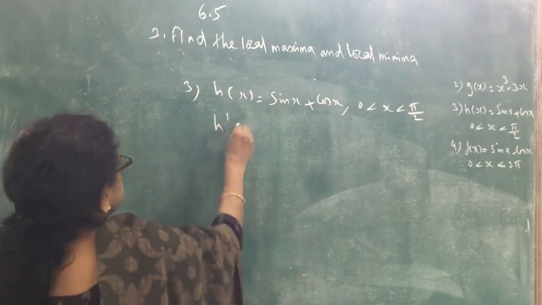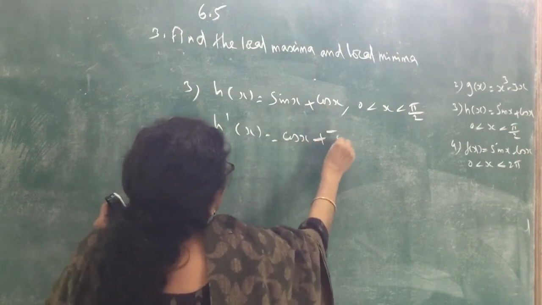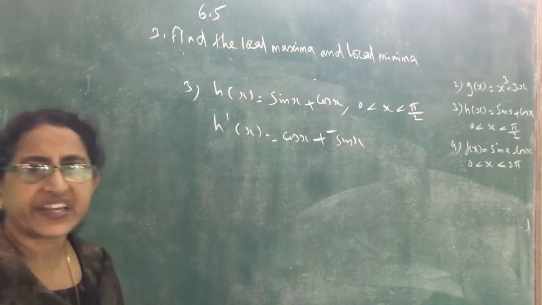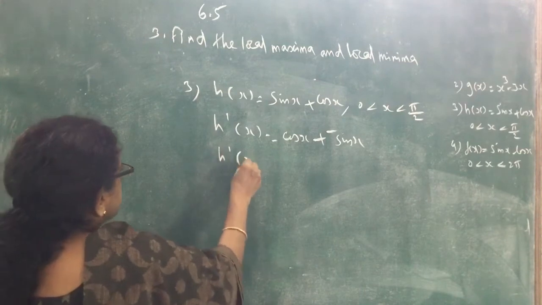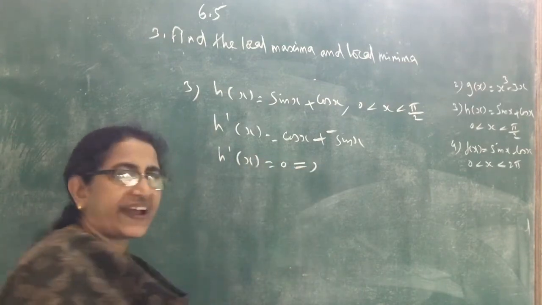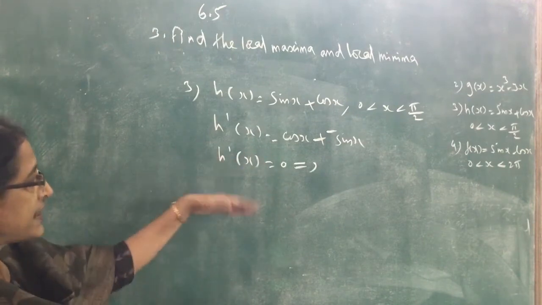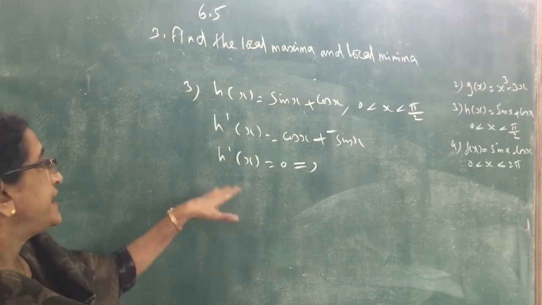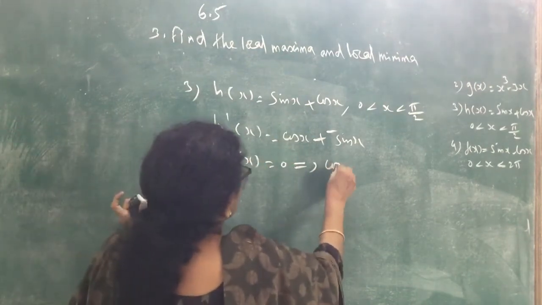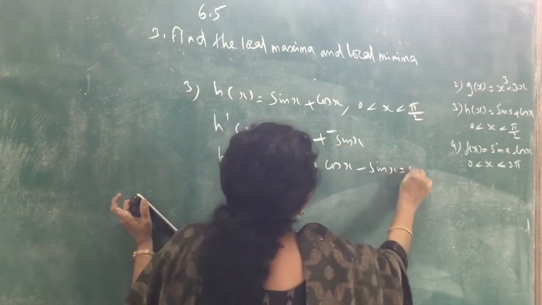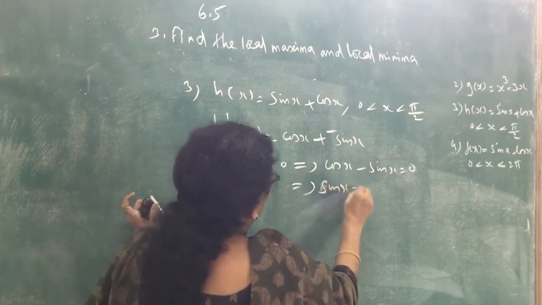h dash x equals derivative of sin x, which is cos x, plus derivative of cos x, which is minus sin x. So first we found the derivative. The next step is h dash x equal to 0: find the value of x for which the first derivative equals 0. So h dash x equal to 0 implies cos x minus sin x equal to 0, that is, sin x equal to cos x.